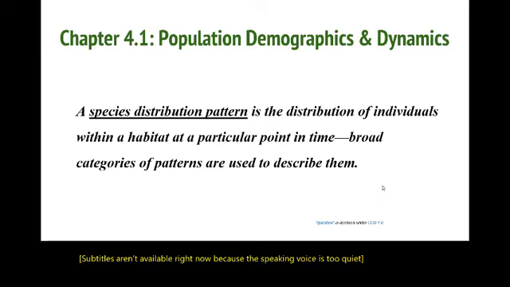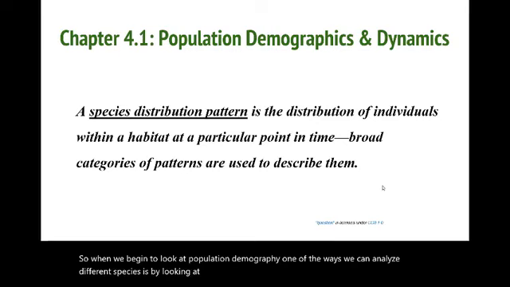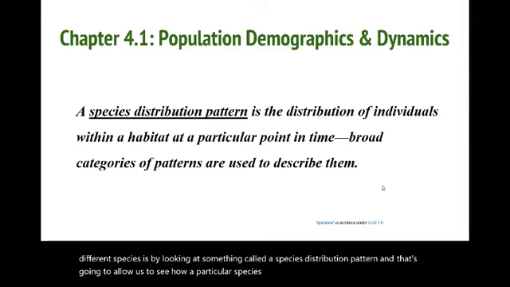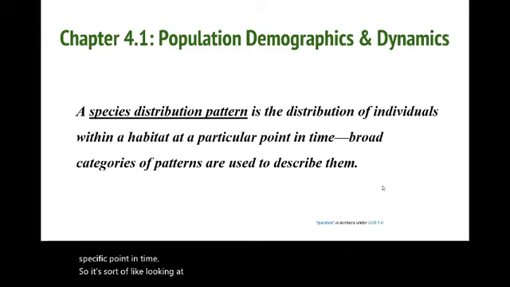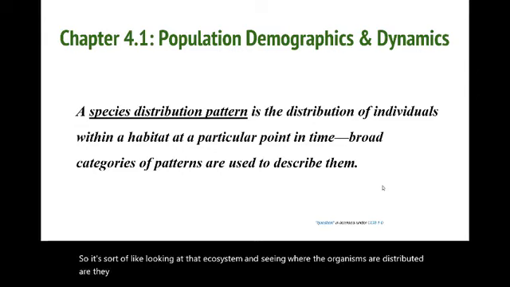So when we begin to look at population demography, one of the ways we can analyze different species is by looking at something called a species distribution pattern. And that's going to allow us to see how a particular species is distributed within a given ecosystem at a specific point in time. So it's sort of like looking at that ecosystem and seeing where the organisms are distributed. Are they in one particular area of the habitat? Are they evenly distributed? It gives us a visual glimpse of what the pattern looks like.